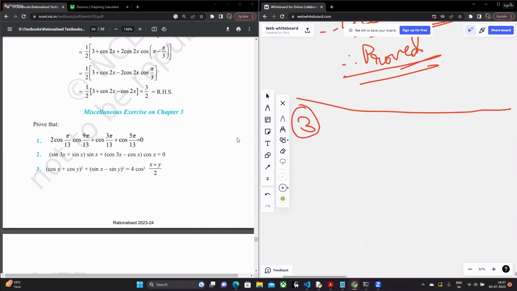Question number 3. Cos x plus cos y the whole square plus sin x minus sin y the whole square is 4 cos squared of (x plus y) by 2. Right. Again, instead of directly adding over here and then squaring and adding, you can do that. That is also fairly simple. I mean, there's not really a big difference, to be fair, right? So I'll do that method, because that is really very easy.